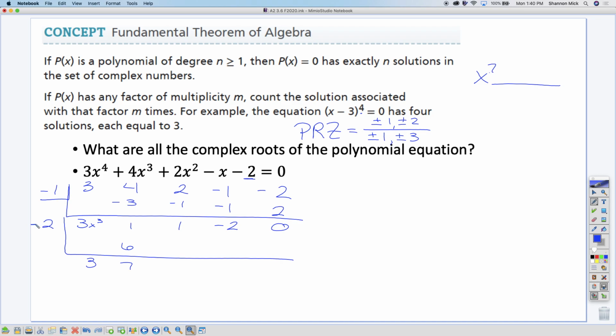Might as well try the negative while I've got it there, right? So that changes this to negative 6. So this changes this to negative 5, and then 10, and then 11. Do I need to keep going? No, because it's still going up, right?